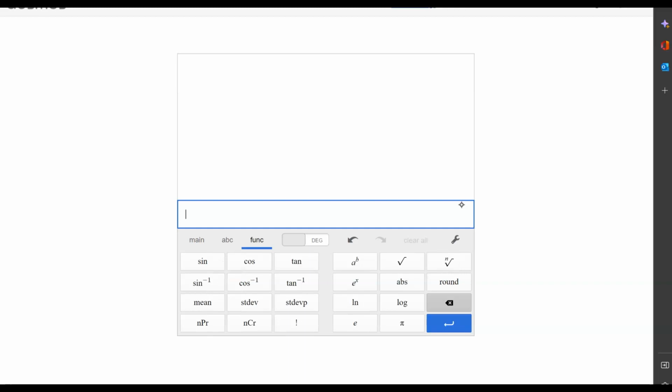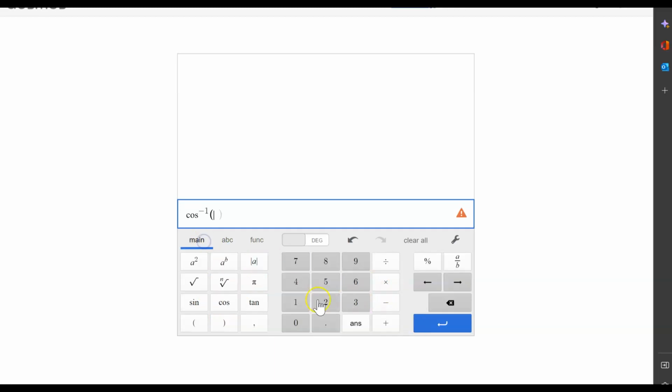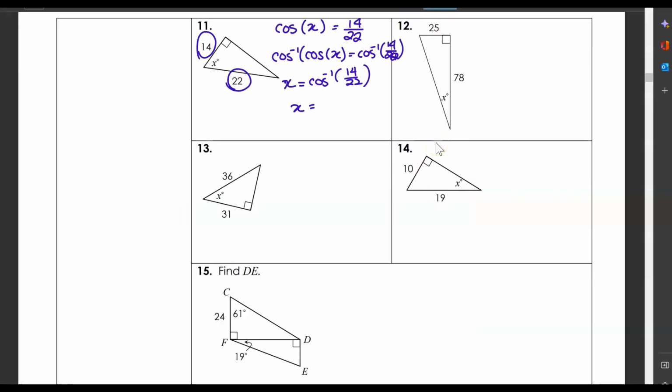So again, we're going to hit functions. We're going to come over here to cosine inverse. And now we're going to plug in 14. Come back over here to the main menu. 14 divided by 22. And just hit enter. So we get 50 point, rounding to the nearest tenth place, 50.5. Okay, and that's going to be degrees. So we want to make sure we're in that degrees mode.